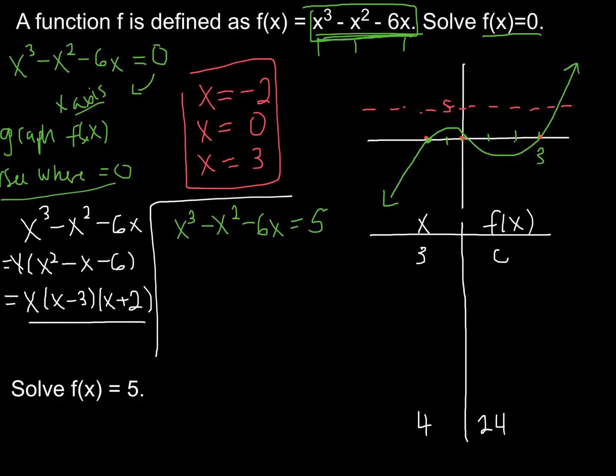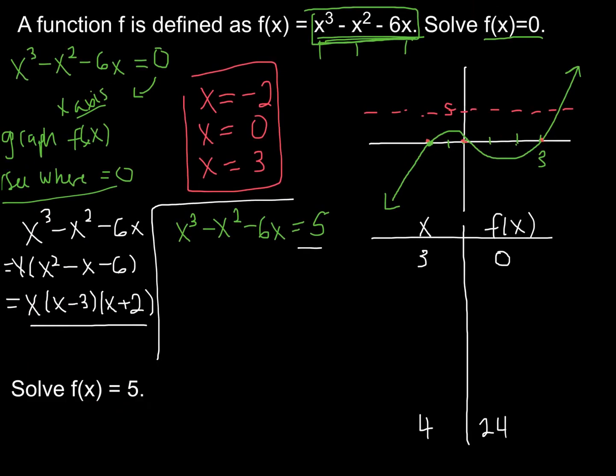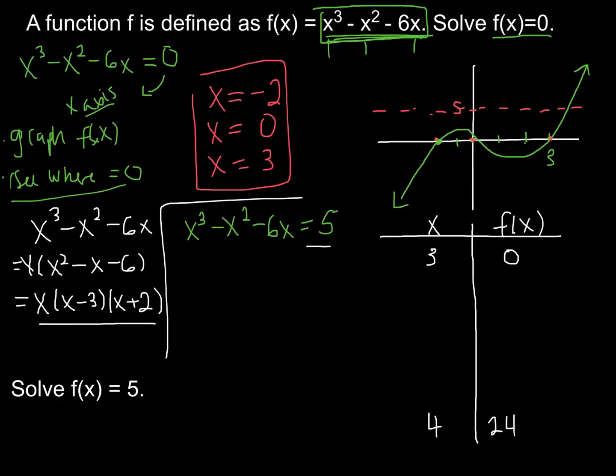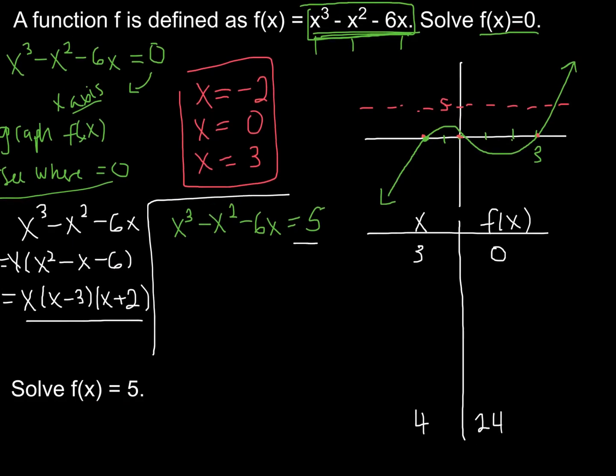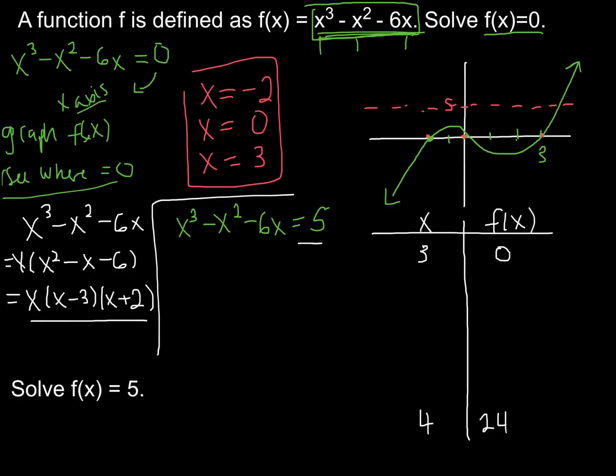At 3, it's at 0. So we're looking for where it is equivalent to 5, right? Where does it intersect that line? So we'll pick another value. Let's say 3.5. So you try 3.5, and what do you get? Well, when you plug in 3.5, you're going to get 9.6, I believe. So that's still too big.